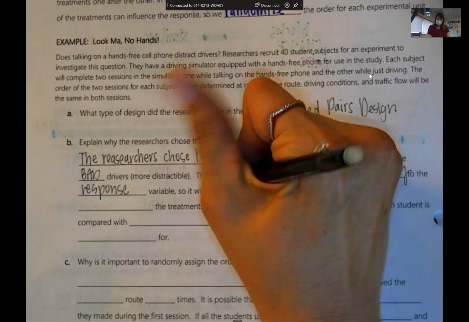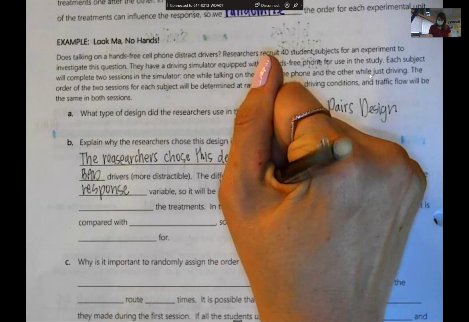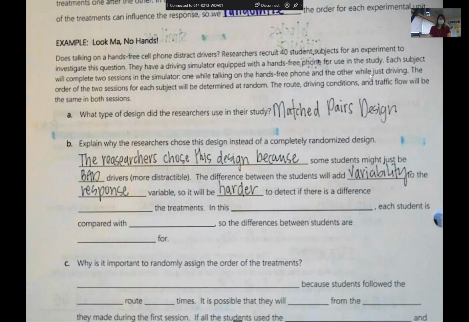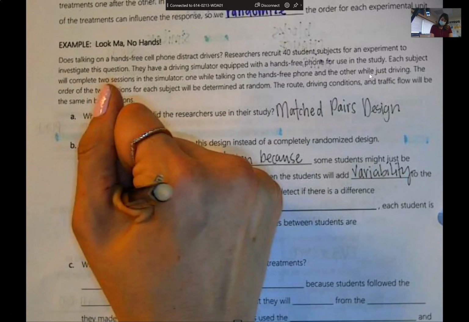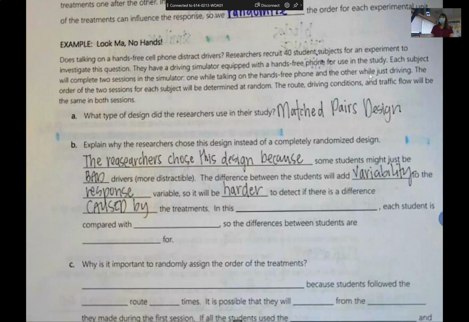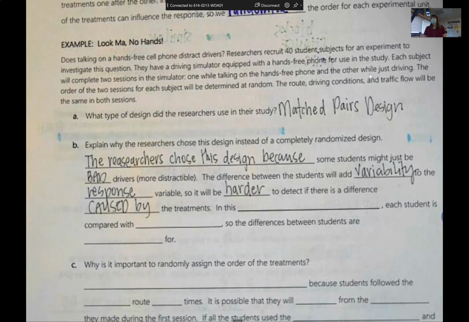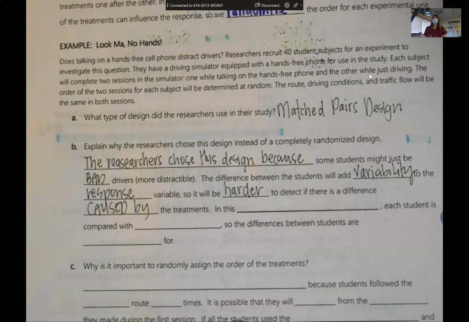So it will be harder to detect if there is a difference caused by the treatment. If we don't block their driving ability, we won't be able to tell if it was the talking that caused their score to be lower, because that's what they're looking for. They're looking for you to do the 2 simulations, and the one where you're talking, your score will be lower.